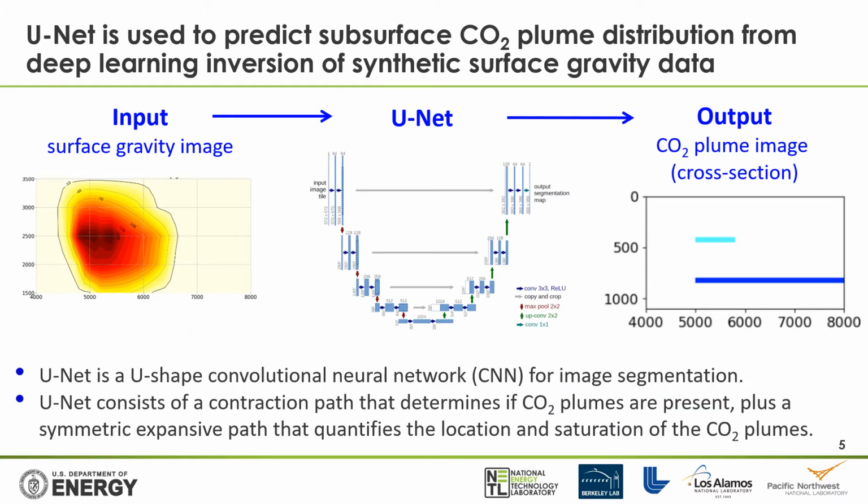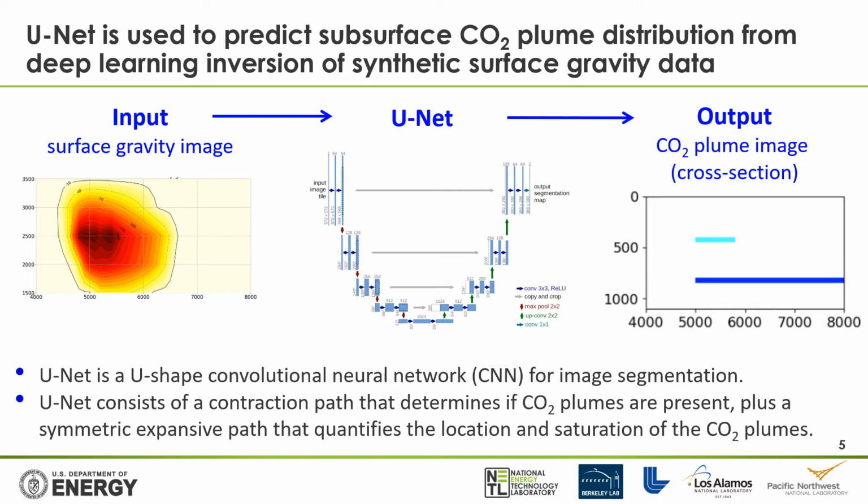We used UNet for deep learning inversion of gravity data. The input is a surface-based gravity monitoring image. The UNet output is a 2D cross-section image of CO2 distribution. UNet is a U-shaped convolutional neural network, initially developed for medical image segmentation.